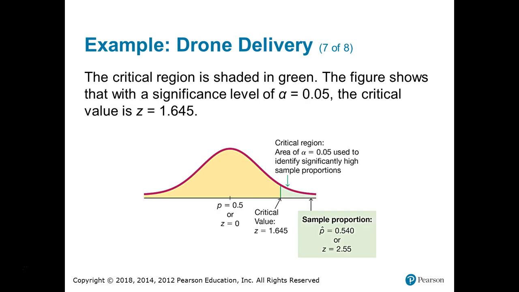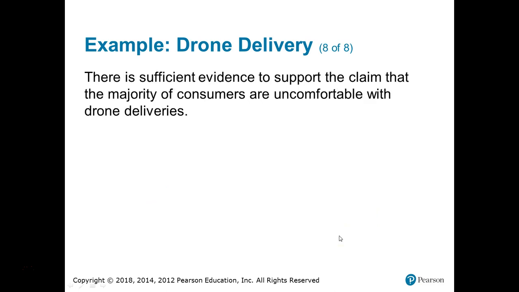The critical region is shaded in green. The figure shows that with a significance level of 0.05, the critical value of z is 1.645. So here's your critical value of z, 1.645. Our test statistic is 2.55, corresponding to a p-hat of 0.54. So there is sufficient evidence to support the claim that the majority of consumers are uncomfortable with drone deliveries.